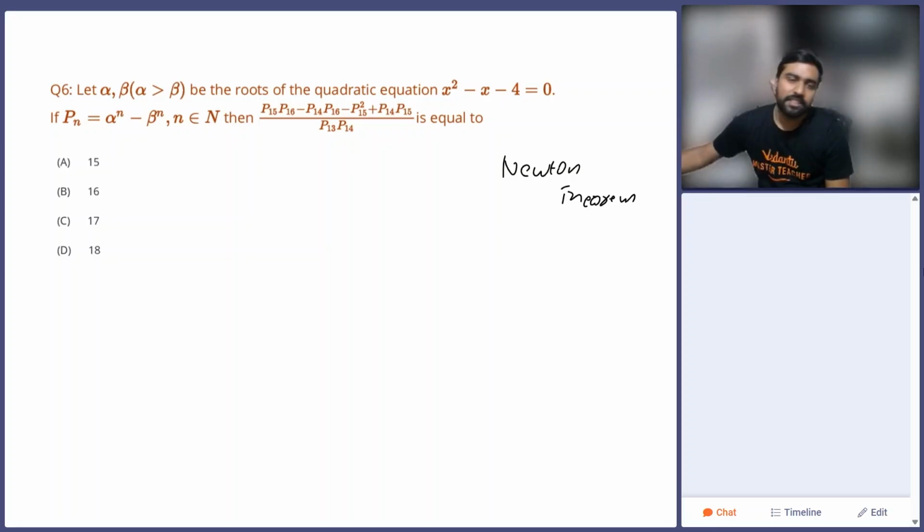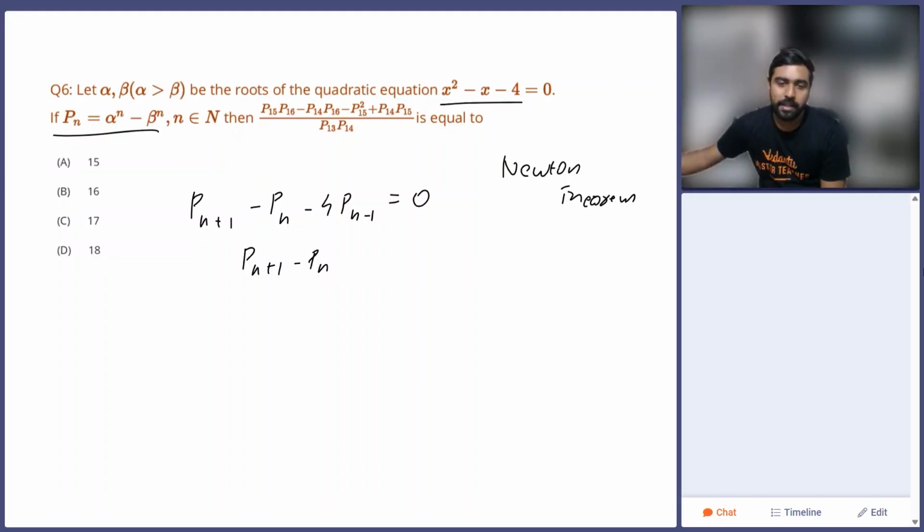That way, if I have any such result where there's an expression Pn, which is alpha power n minus beta power n, where alpha, beta are the roots, I can say that for the quadratic equation, x square will be replaced with Pn plus 1, minus of x will be minus of Pn, and minus 4 into x power 0 will be minus 4 into Pn minus 1, equal to 0. From here, I have a very simple result. It is Pn plus 1 minus Pn is equal to 4 times Pn minus 1.